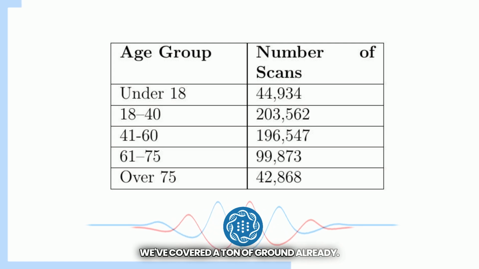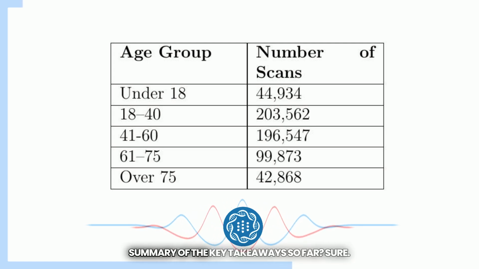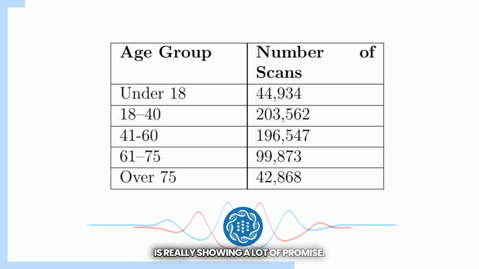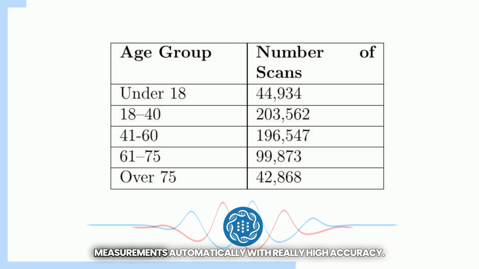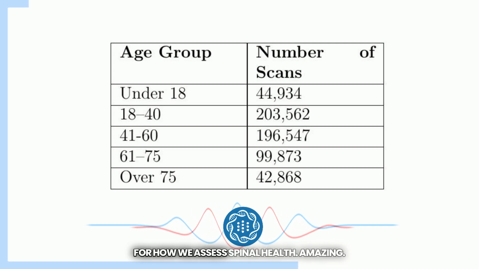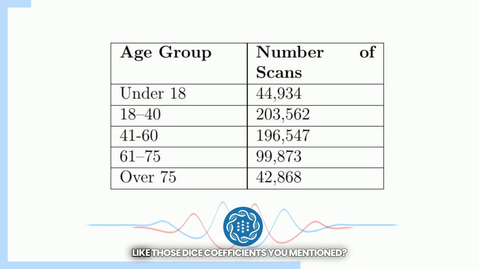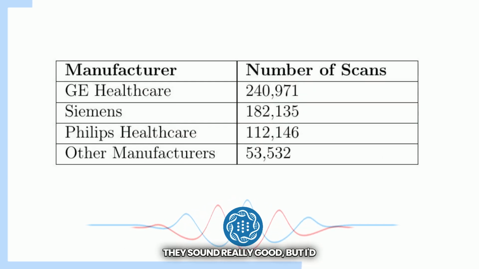We've covered a ton of ground already. Can you just give us a quick summary of the key takeaways so far? Sure. So this AI system for measuring spines is really showing a lot of promise. It can do those time-consuming measurements automatically with really high accuracy. It could be a game changer for how we assess spinal health. Amazing. But before we move on, can we dig a bit deeper into some of those results? Like those dice coefficients you mentioned, they sound really good, but I'd love to get into the specifics.